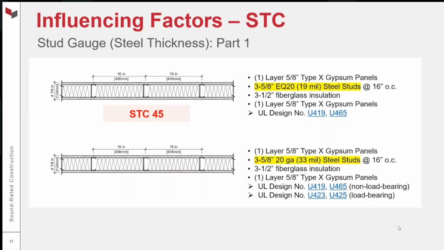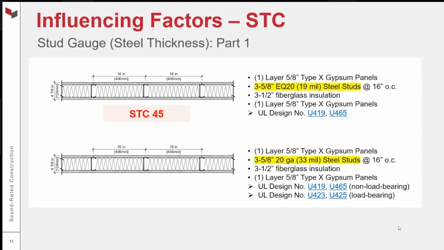And you'll notice I list a few different UL designs here, right? Because technically this wall on the bottom meets the requirements for the non-load bearing wall, U419 or U465, but it also can meet the requirements for the load bearing. The reason I call attention to this is because you may think, oh, this wall is not bearing load, so I'm going to consider it non-load bearing. Okay, that's great. But your limiting heights might require that you use heavier, thicker studs, structural steel studs.